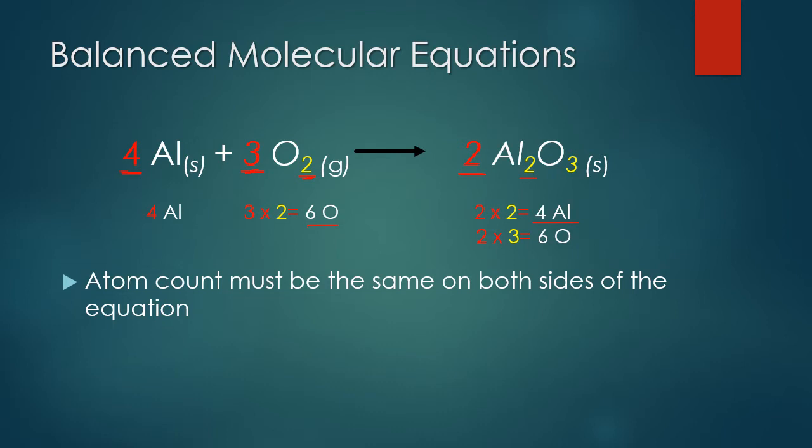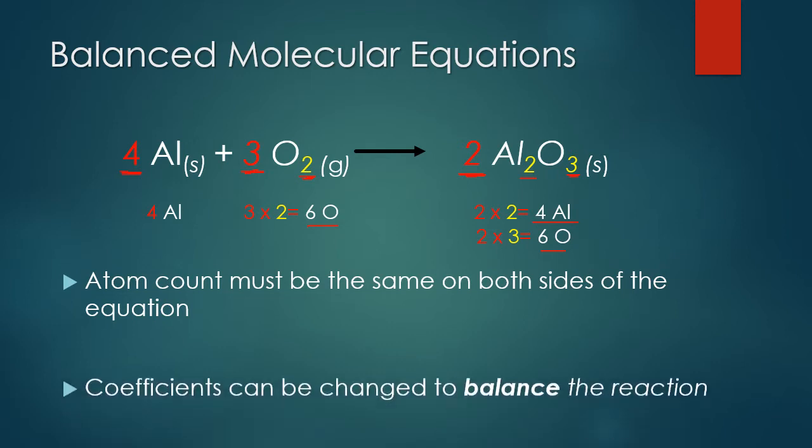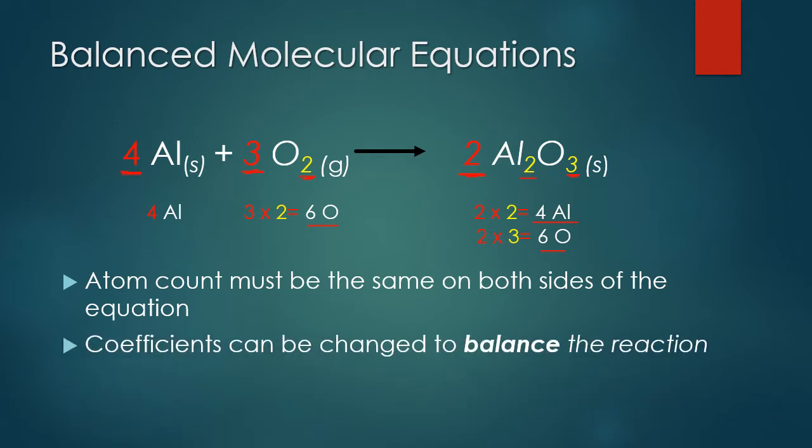Next, to get the number of oxygens, I take the coefficient that's in front of that aluminum oxide compound and multiply it by the subscript on oxygen, which is this yellow 3. 2 times 3 gives me 6, making the atom counts the same on both sides of the equation. The coefficients are the only things you can change to balance the reaction, the only numbers you can change. Never change the subscripts. So those numbers in yellow on this slide, those you can't change. If you change those numbers, you're changing the compounds themselves. So subscripts cannot be changed.